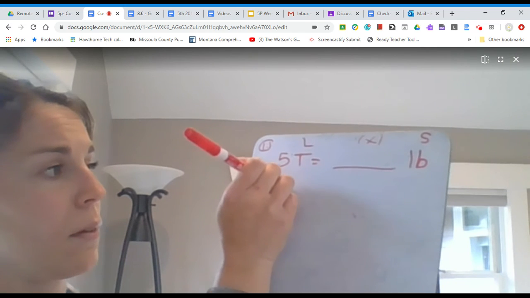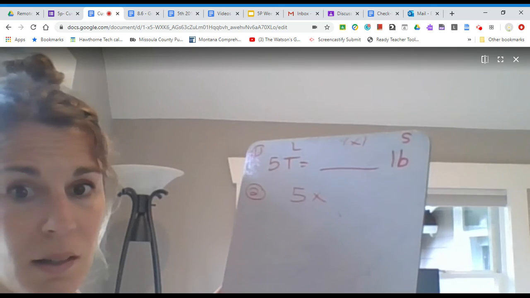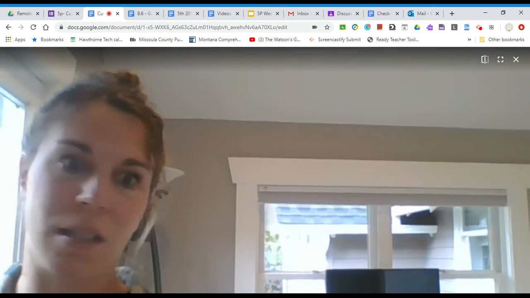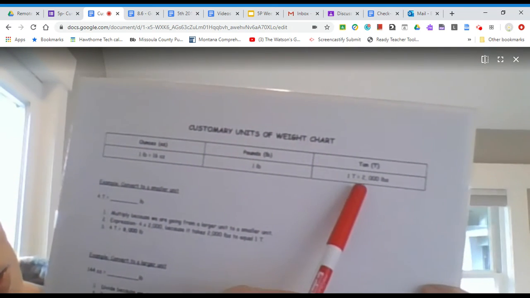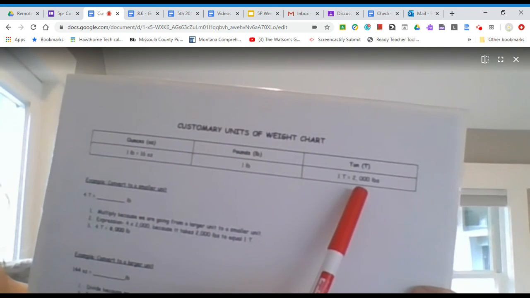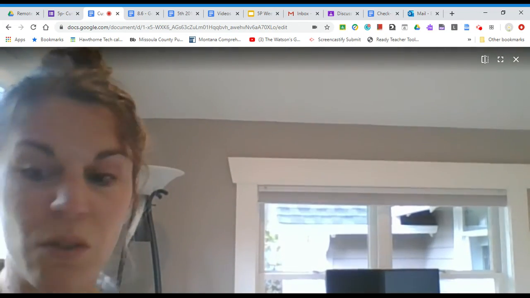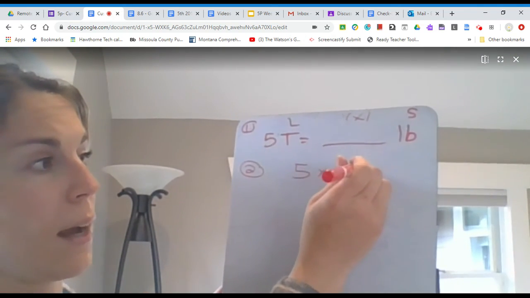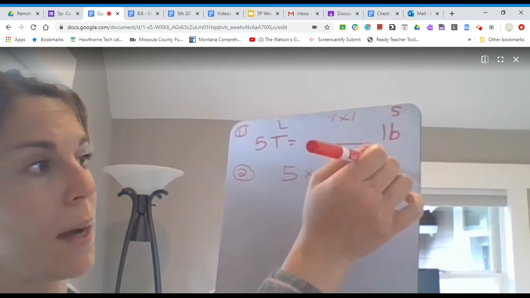Now, second step, I'm going to write my equation. So 5 times what? So we need to think how many pounds are in 1 ton. And again, this is going to be on your sheet that I give you. So if I look over here, there are 2,000 pounds in 1 ton. So when I go back to my sheet, I'm just going to do 5 times 2,000. So there's my magic number.